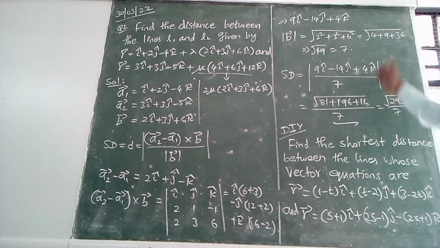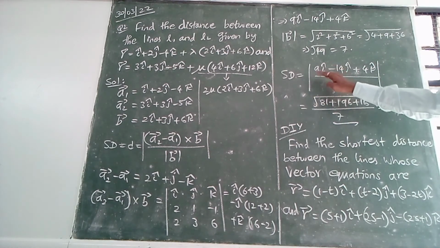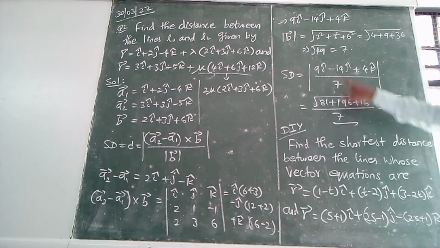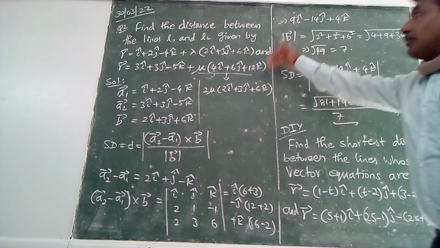Now here the magnitude of 9i cap minus 14j cap plus 4k cap. Magnitude means you have to find the square root of the coefficients of i cap, j cap and k cap squared. So 9 square 81, 14 square 196, then 4 square 16. So what will you get? Square root of 293 by 7 units. This is the shortest distance of the given two lines.